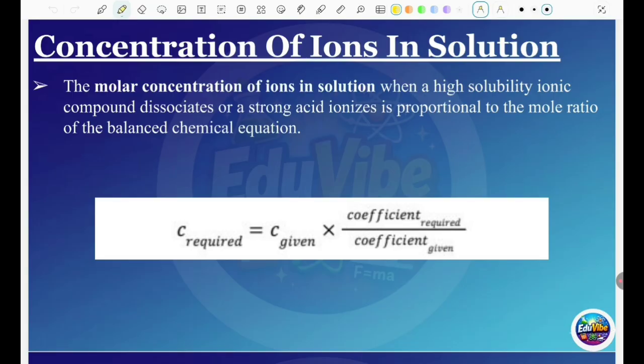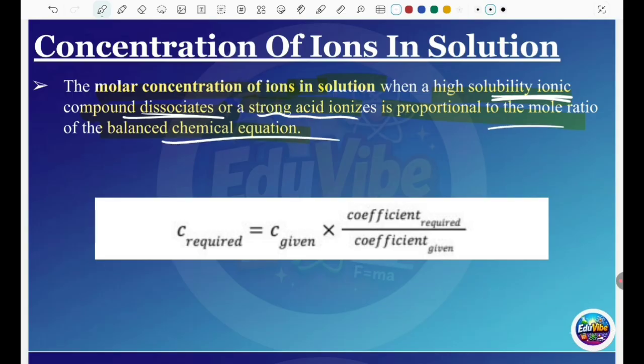Everything stays the same. The molar concentration of ions in a solution, when a highly soluble ionic compound dissociates or a strong acid ionizes, is proportional to the molar ratio of the balanced chemical equation. Here we consider when the ionic compound dissociates, because we will do strong and weak acids after that. The strong acids are the top six in your acid table, and they ionize in proportion to the molar ratio of the balanced chemical equation.